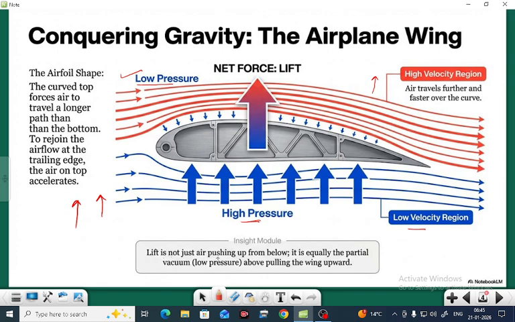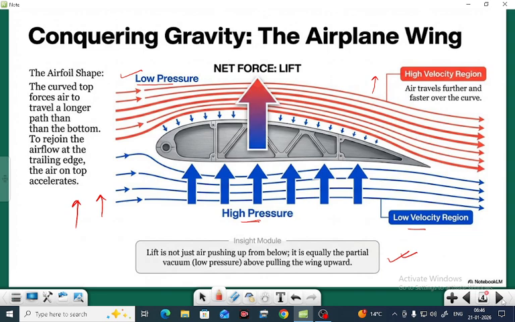Lift is not just air pushing up from below, it is equally the partial vacuum, low pressure above, pulling the wing upward. And this is governed by Bernoulli's principle.